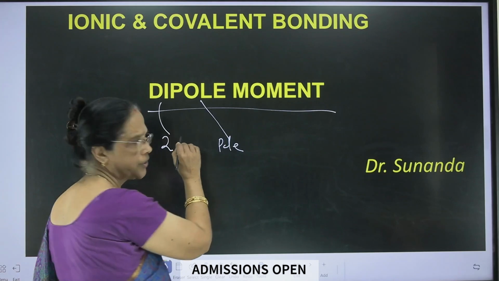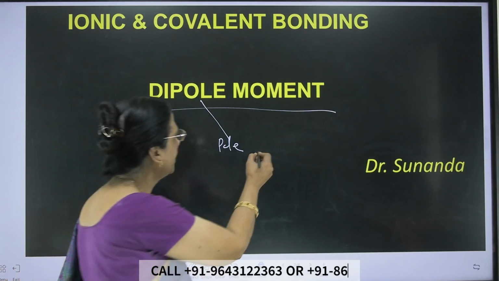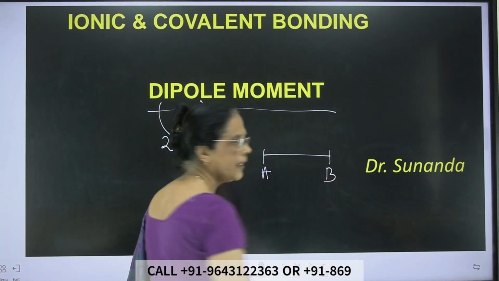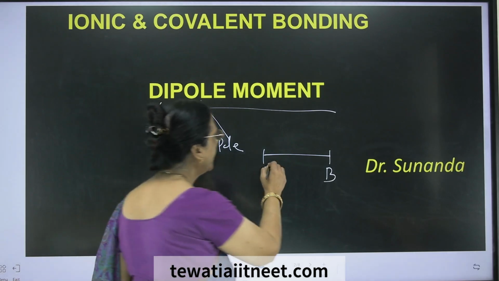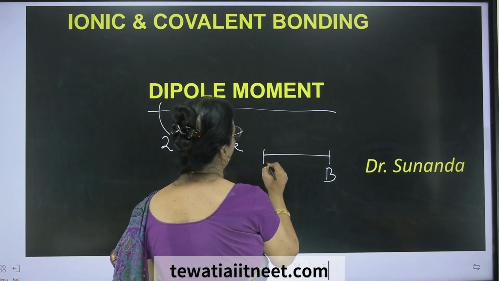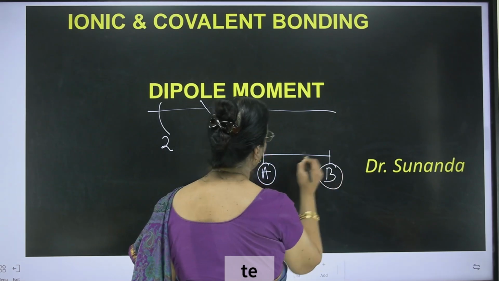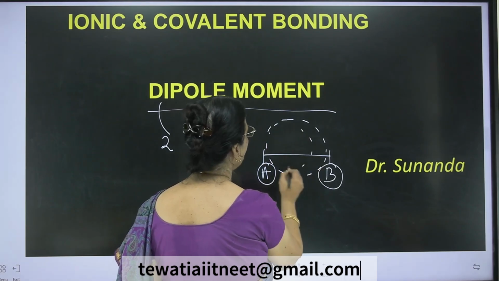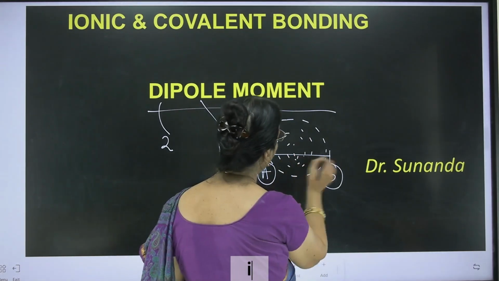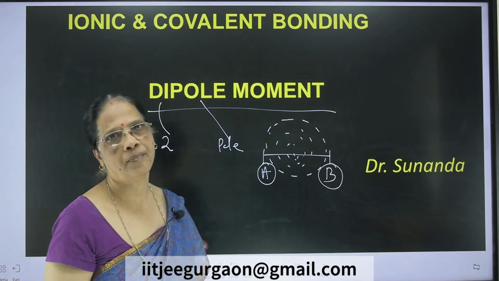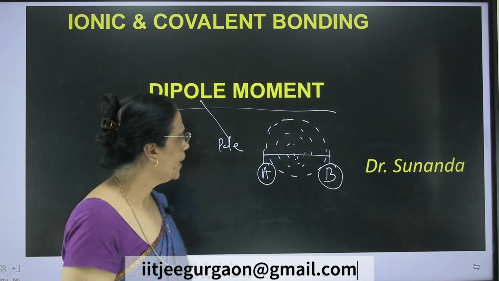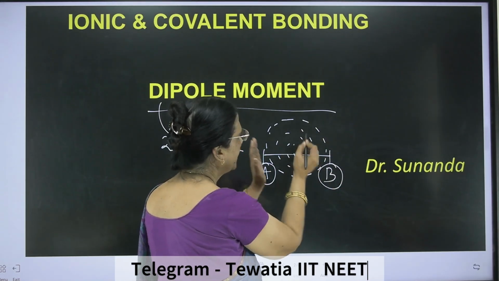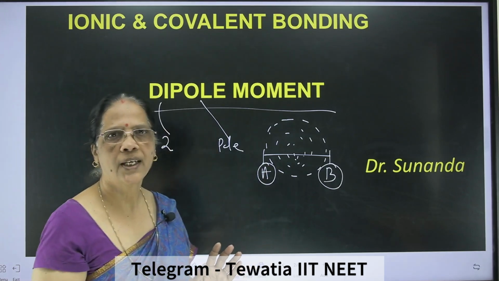Dipoles means two poles. Now the question is how two poles will come in a bond. Suppose we have taken a molecule AB, clear? This is A and this is B, and there is the electron cloud. If there is a bond, we will assume that there is an electron cloud in between these two atoms A and B, clear? Now the question is whether this cloud of electrons is symmetric or asymmetric, clear?